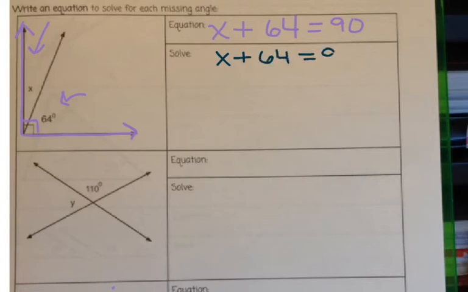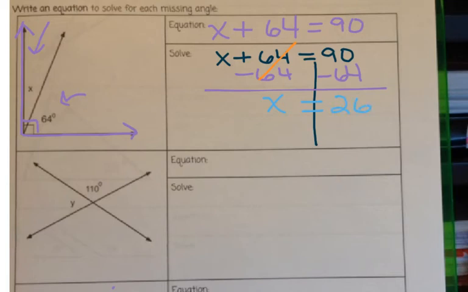If you look at this equation, this is a really nice one-step equation. There's nothing over here with my x. It's all by itself. It doesn't have a coefficient. This 64 is positive. I'm going to subtract 64 from both sides. When I do that, my 64's cancel out. That means that I'm only left with x on this side, and 90 minus 64 is 26. That means that this angle is 26 degrees.